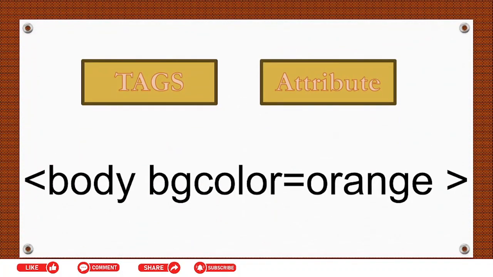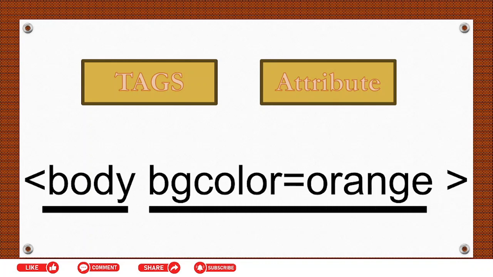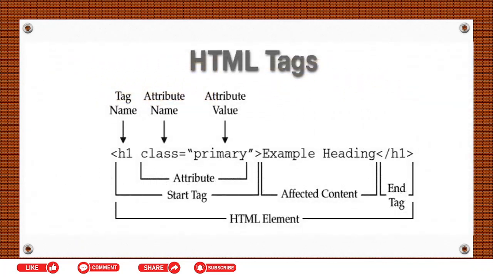What are tags? Tags are the basic elements which make up the web page, whereas attributes are the adjectives which describe the tag. Here, the body is the tag, whereas background color equals orange is an attribute. Here we can see in the extended version, the entirety of the unit is known as an HTML element.